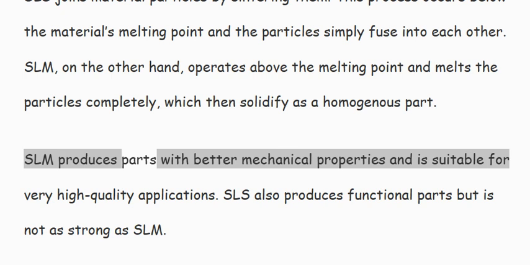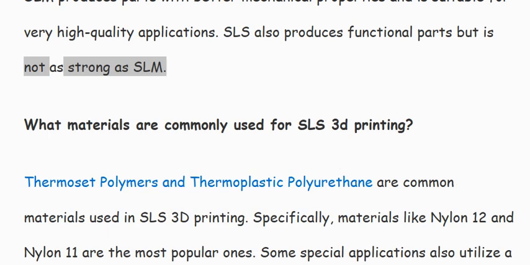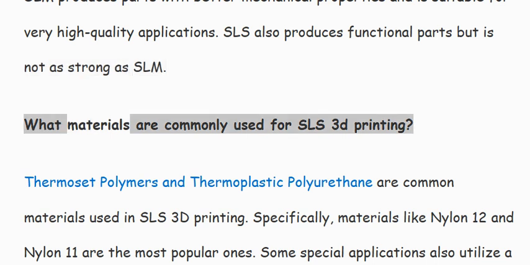SLM produces parts with better mechanical properties and is suitable for very high-quality applications. SLS also produces functional parts but is not as strong as SLM. What materials are commonly used for SLS 3D printing?